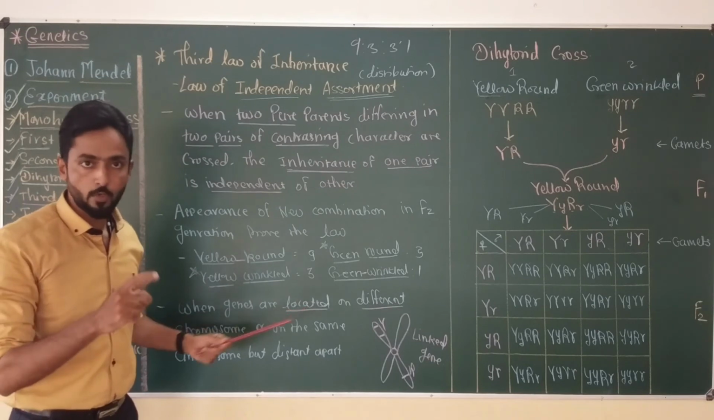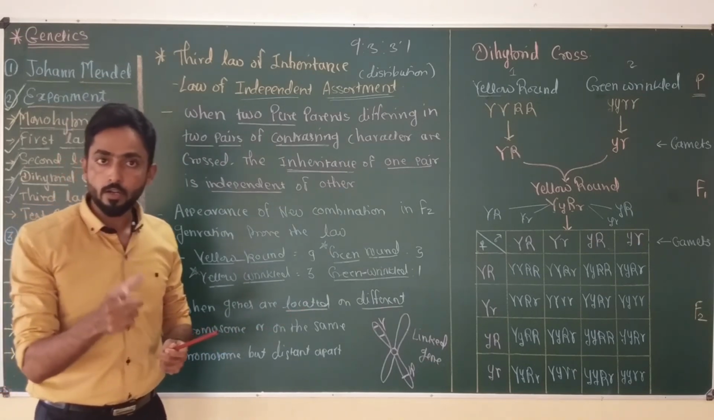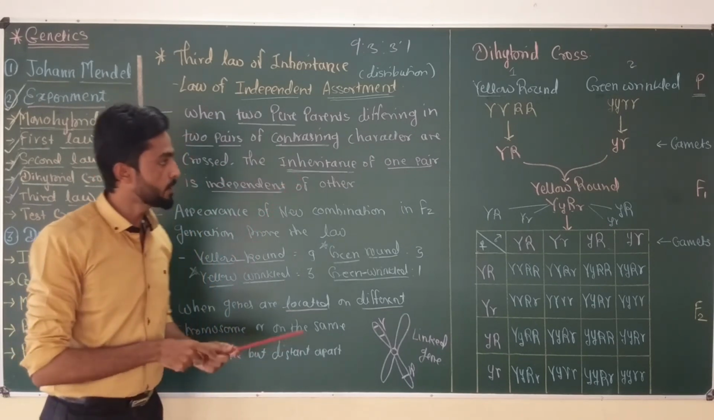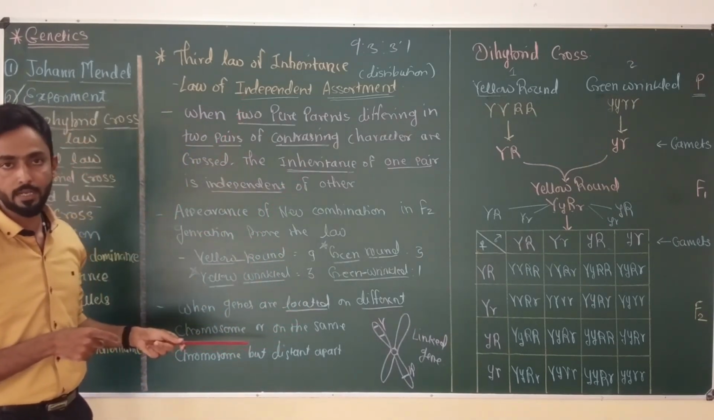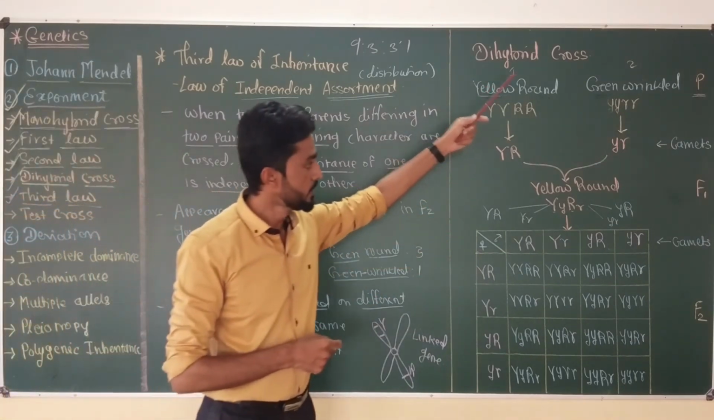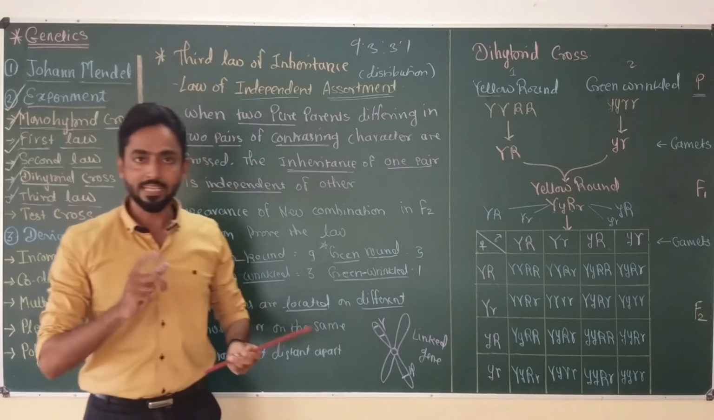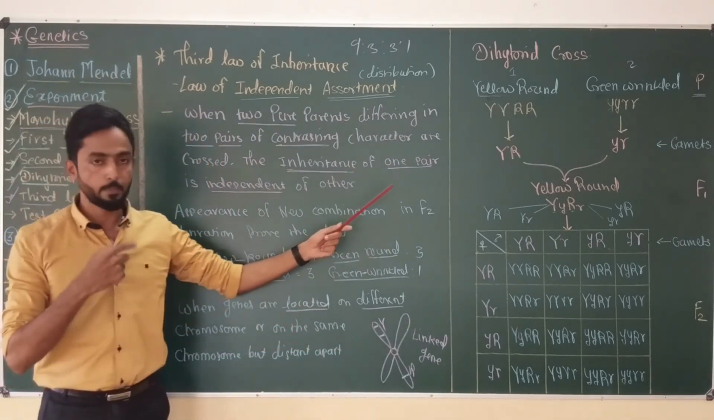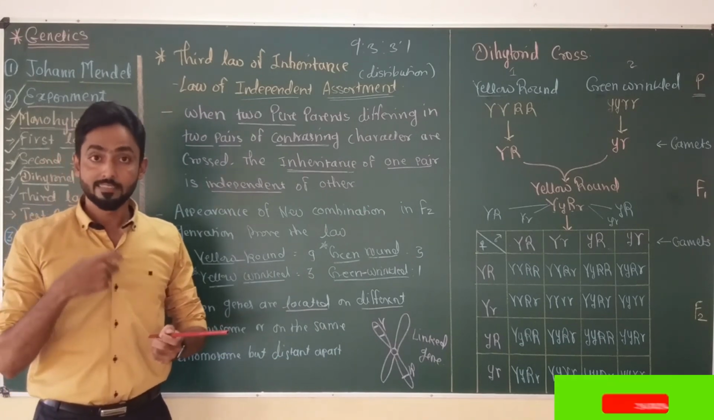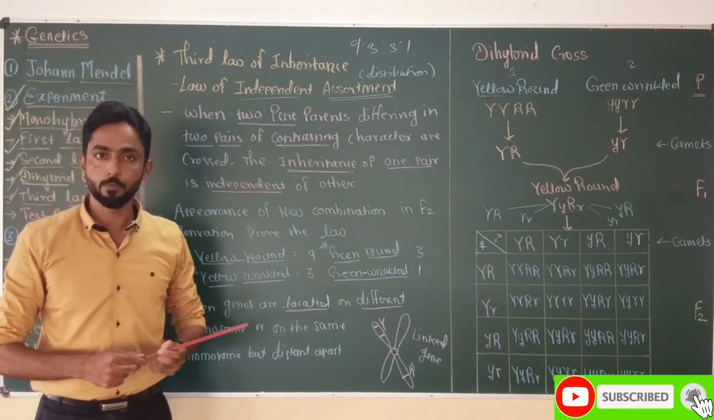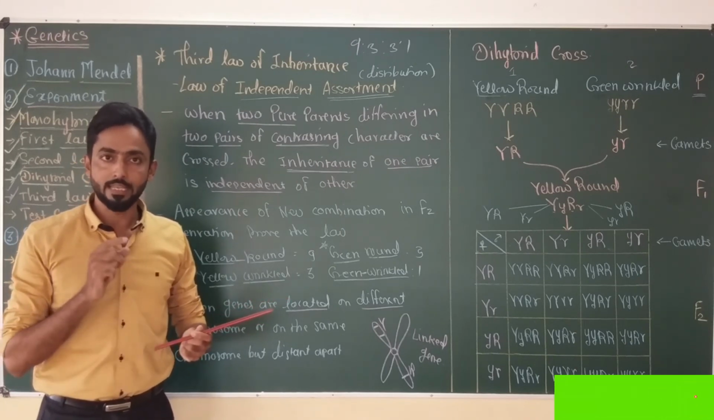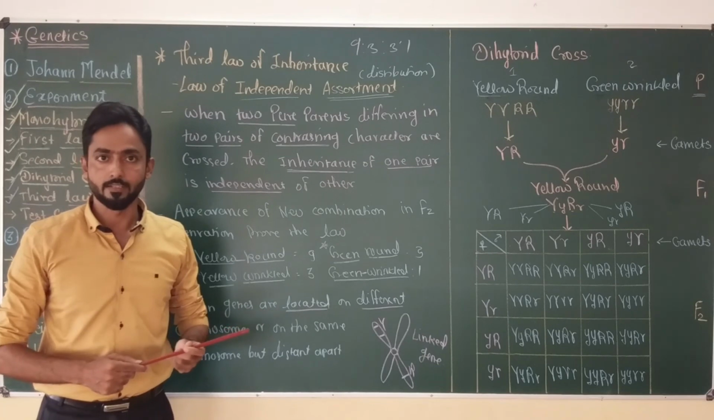Number 1, genes should be located on different chromosomes, or if they are located on the same chromosome, they must be away from one another. So this is all about the law of independent assortment. This is the third and final law of Mendel, which is based upon the result of the dihybrid cross. In this law, Mendel proposed that when two pairs of contrasting characters are studied simultaneously in two homozygous pure parents, the inheritance pattern of one character is independent of that of the other character. Thank you.